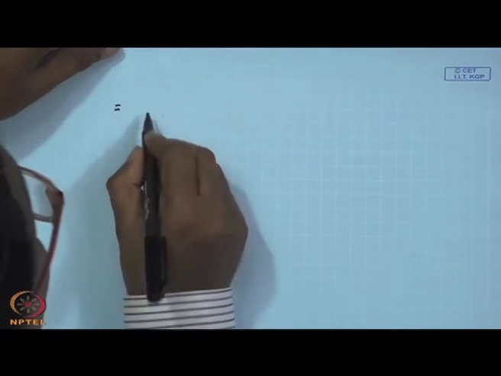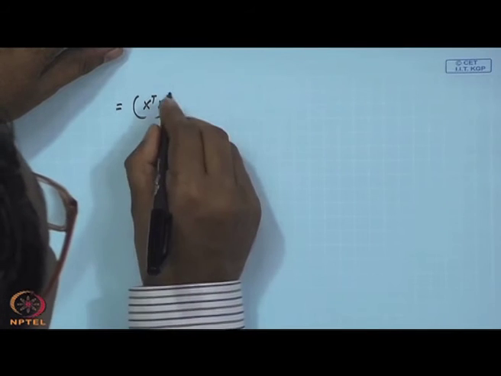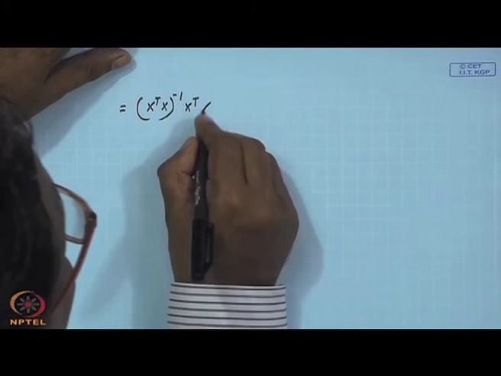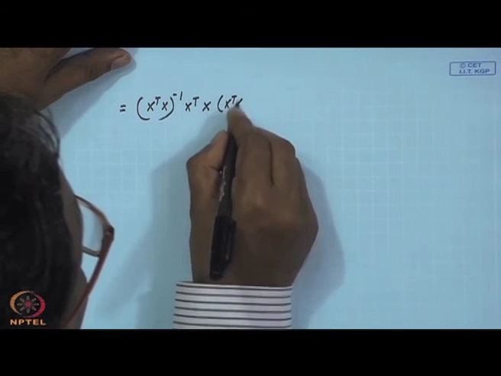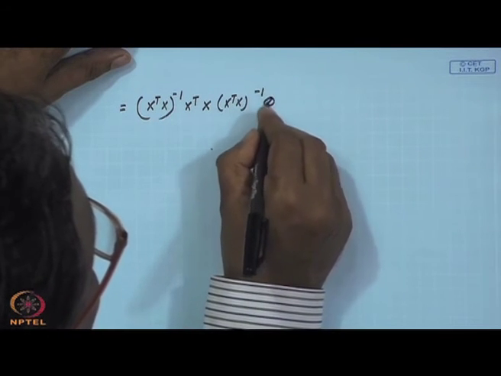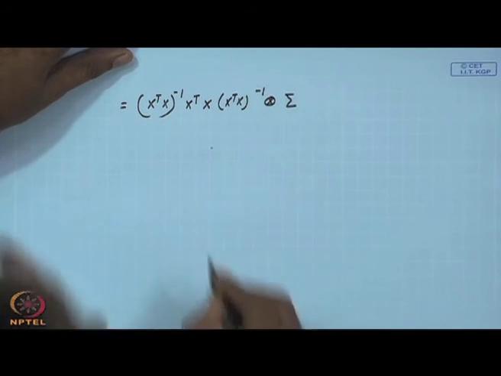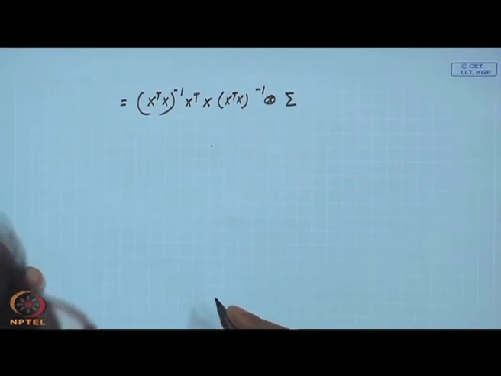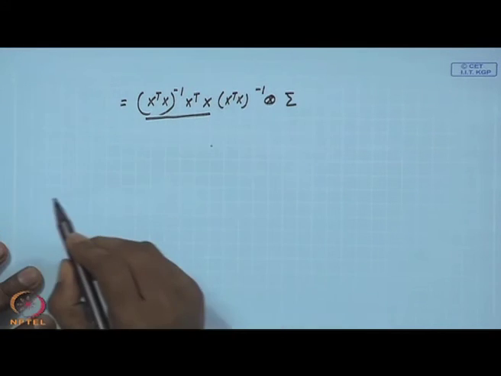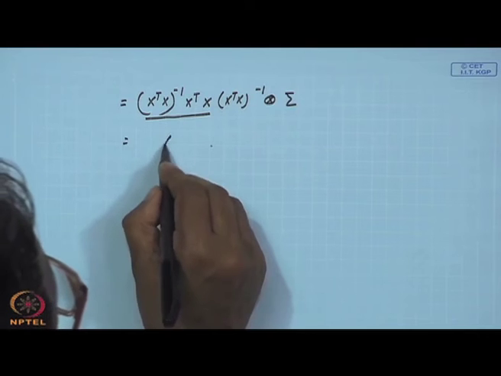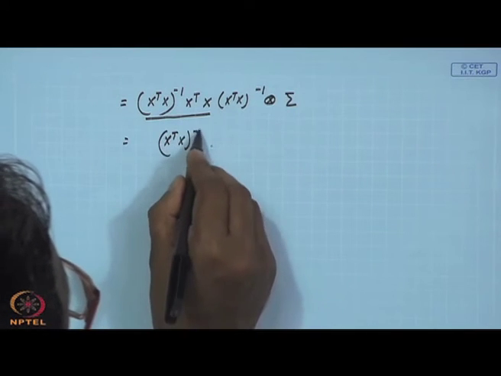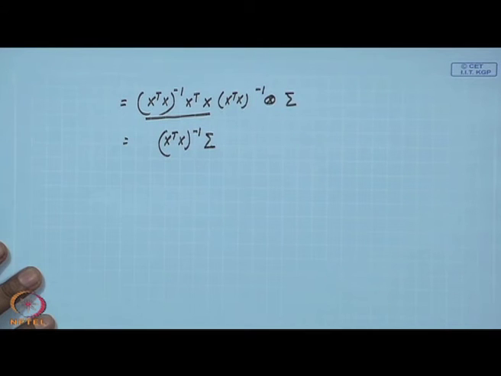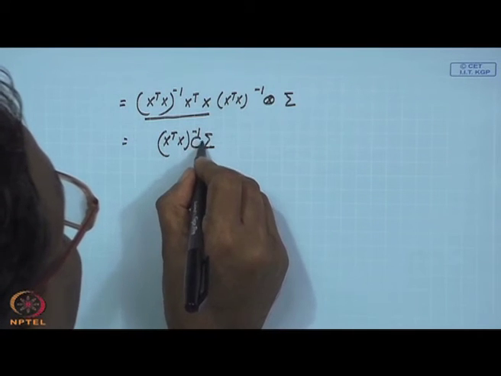If you further simplify x transpose x inverse x transpose x, x transpose x inverse, then this Kronecker product. Okay, now x transpose x inverse x transpose x is I, so ultimately that will not be there. So x transpose x inverse remains, but there will be this Kronecker product.